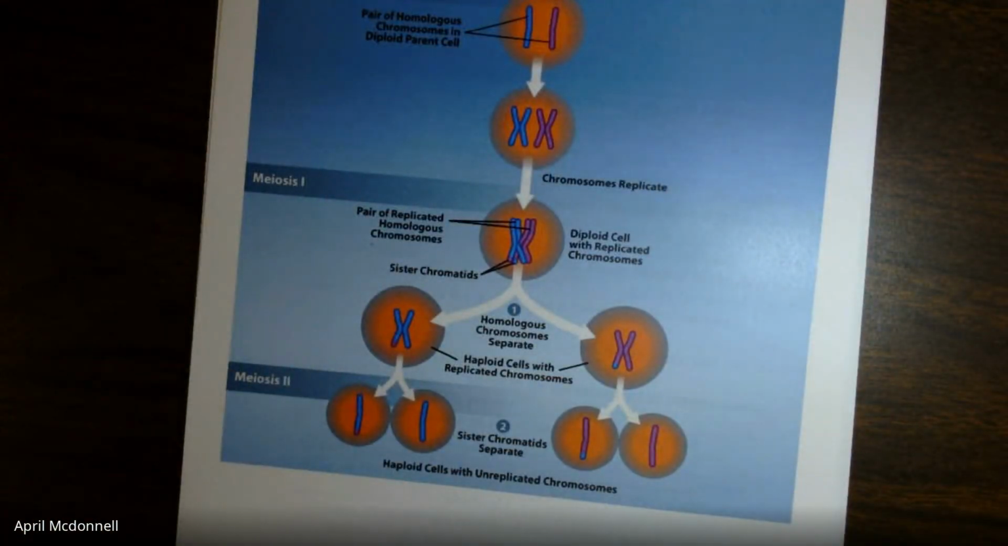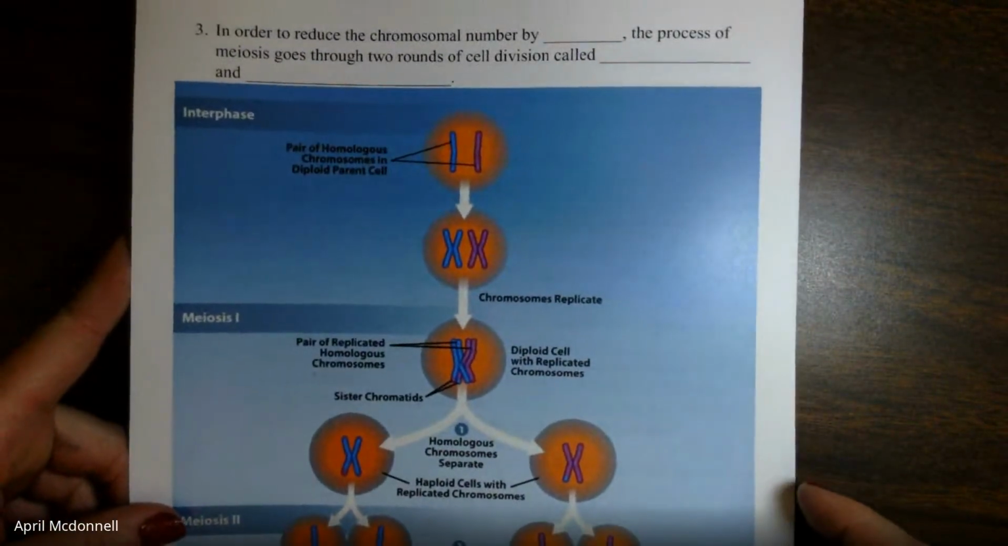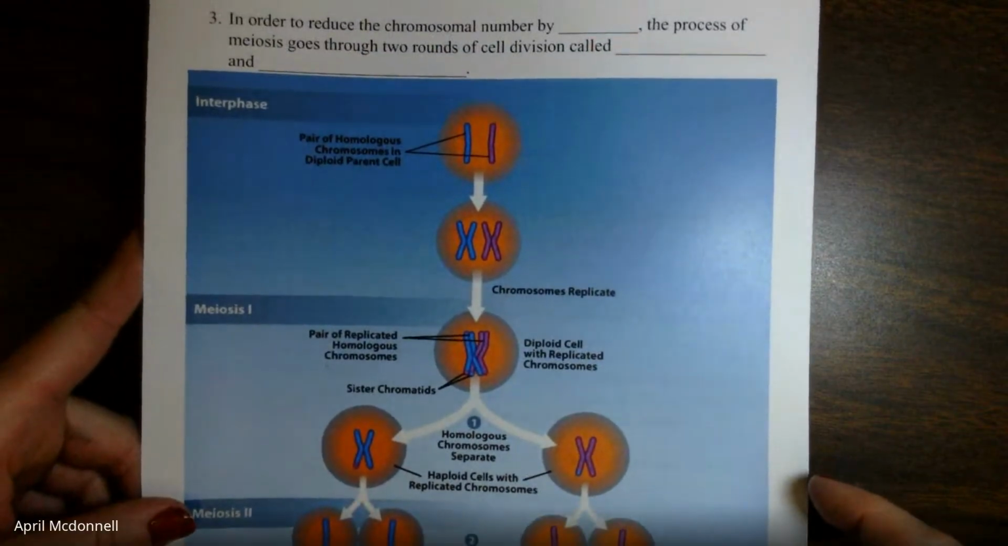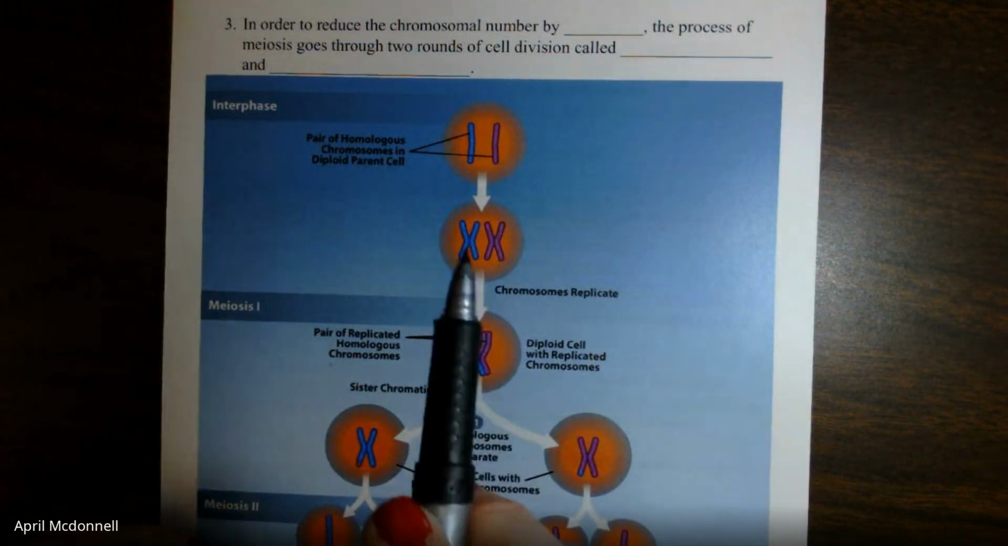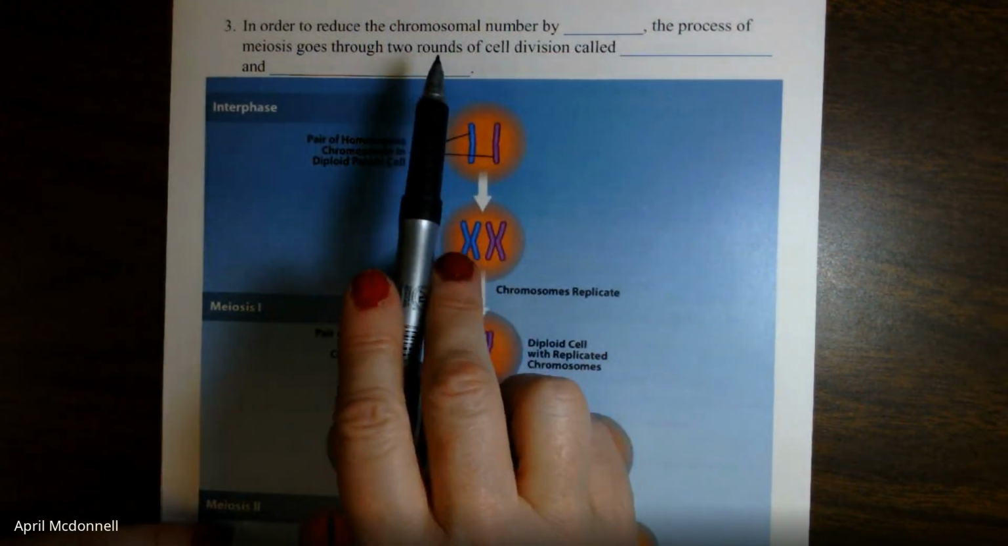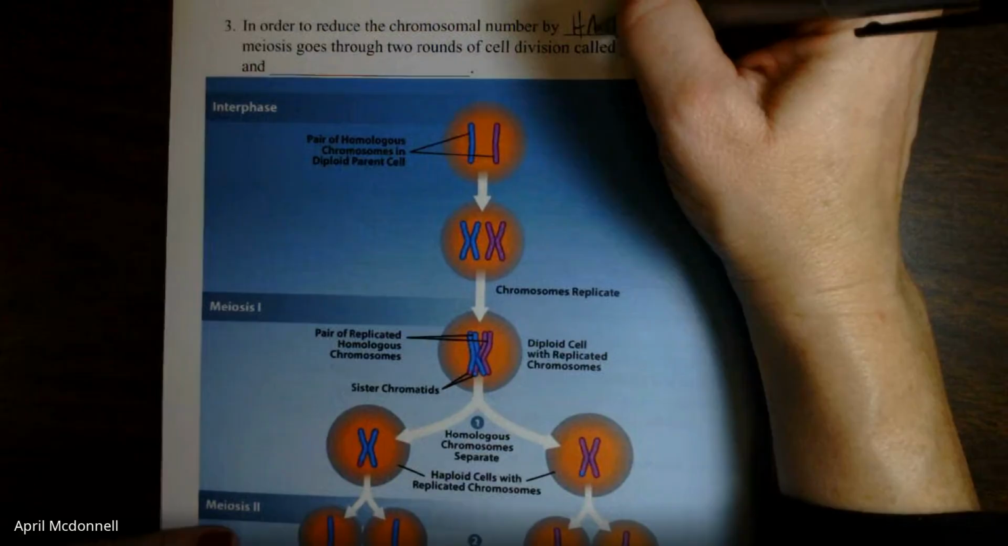Going to move on to the next page. We're going to look at a picture from your online textbook. Okay, so this picture is in chapter 11 in your online textbook. So one of the major goals of meiosis is to reduce the chromosome number by half.